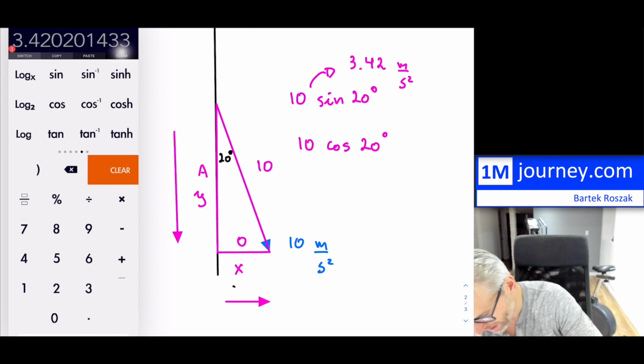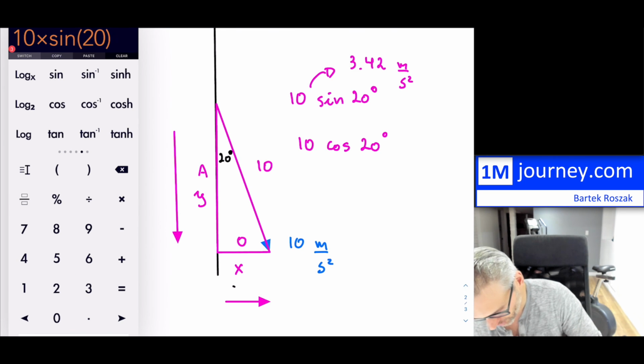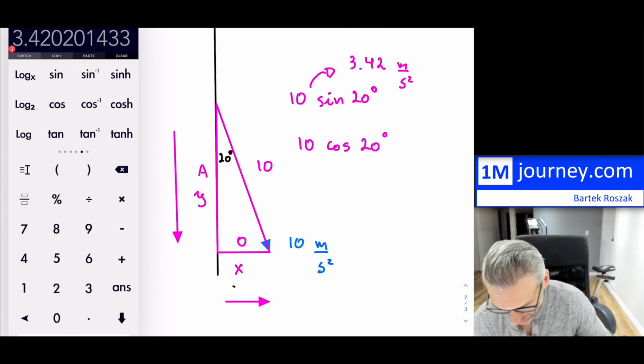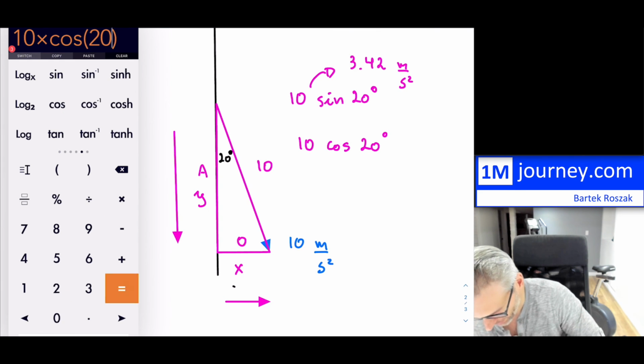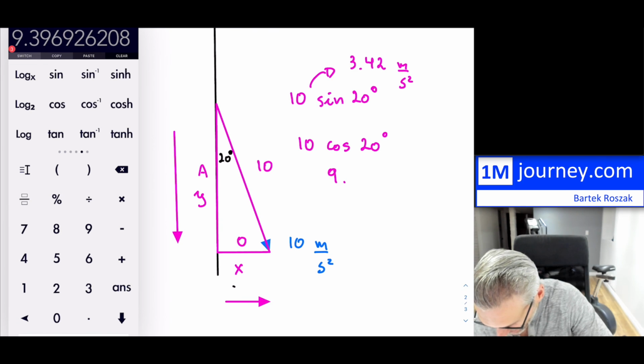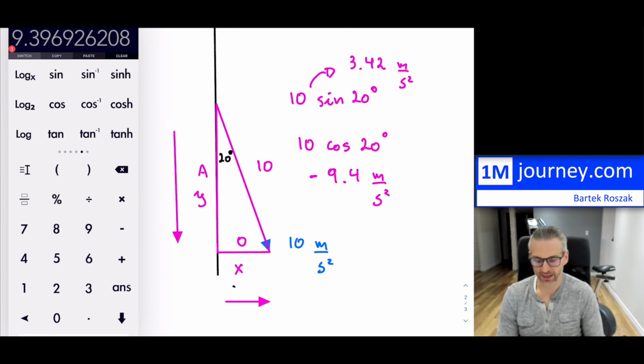And in the y direction, you would have 10 multiplied by the sine of the angle, which is 20 degrees. Okay, in this particular component, I apologize, I put sine, it should be cos. So this is 10 times cos of 20. And that right there, notice, is 9.39, so approximately 9.4. I'm not worried about rounding here. I'm more interested in you knowing what the components are. So that's 9.4 meters per second squared, but it's down, so this one should be negative.